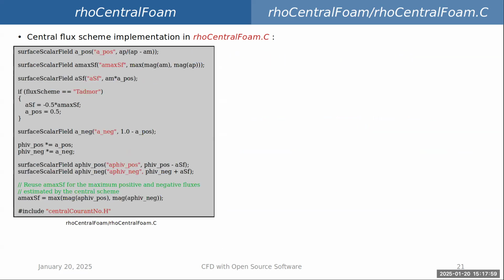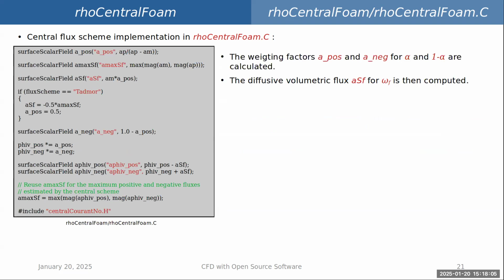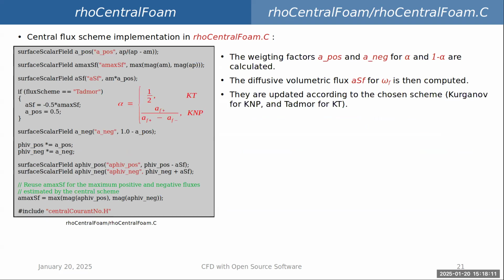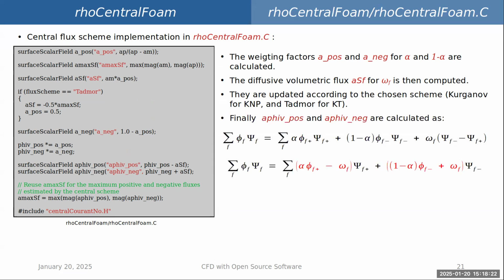Once we've done that, we have all the necessary values to compute the weighting factor alpha and the diffusive flux omega. They will have different values depending on the chosen scheme, Kurganov or Kurganov-Tadmor. So that's what is done in the code on the left. I rewrote the formulation of alpha to help. And finally, we compute two terms, aphiv_pos and aphiv_neg, that I highlighted in red in the equation here. So you rearrange the equation to have those two terms as factors of the different conserved variables.